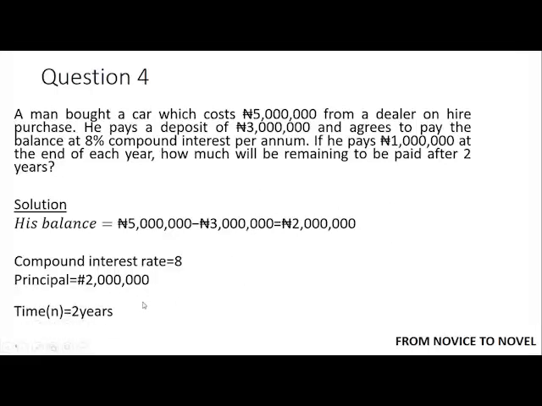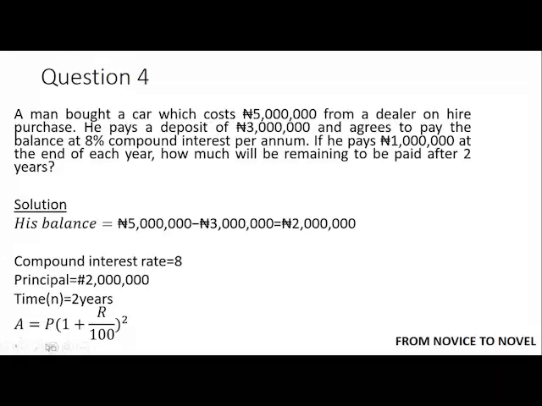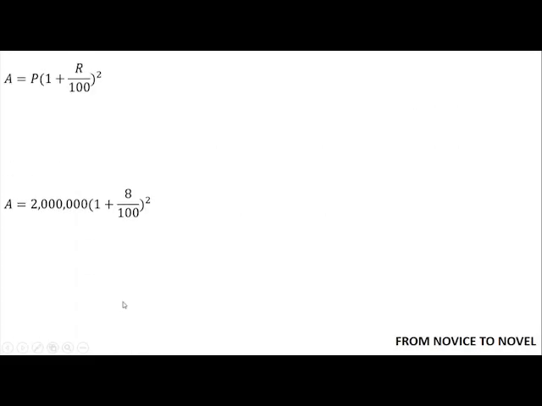So then we need to call up this formula. Amount equals principal times bracket 1 plus rate over 100, raised to power n. For how long? 2 years, which is our time. And then we just substitute all our parameters into this equation. Then we can get the amount to be paid after 2 years. And when you do that, we have this.